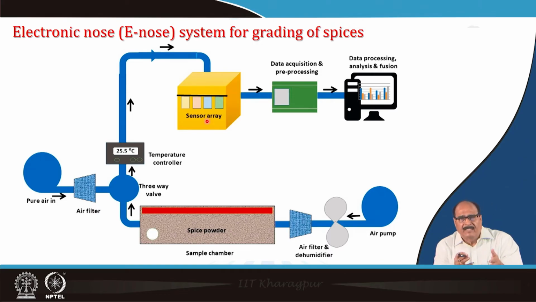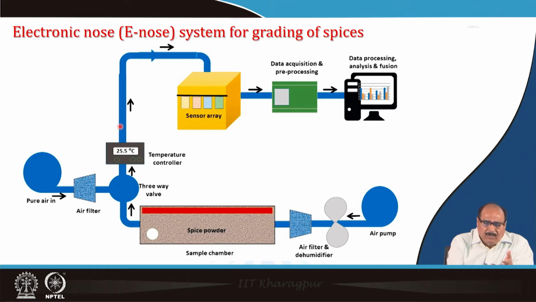Similarly, some metal oxide sensors or other sensors are there. So, the commodity is here in the sample chamber, with the air filter, dehumidified air or air pump. The aromatics and flavors, that is the volatile components, are volatilized and pass through. There is a temperature controller, so the material is heated to the desired level.